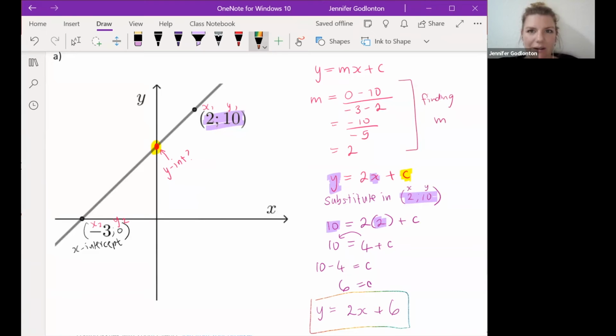Okay. Roma, can I help? Hi, ma'am. I just wanted to ask a question. Sure. When it comes to substituting in the y-intercept, does it matter which y-intercept I choose? Like which coordinate? You can choose this one or you could choose this one. It doesn't matter. Whichever one you're happy with, you can pop that in. All right, thank you, ma'am. Okay, cool.